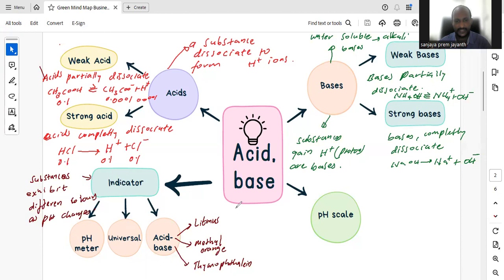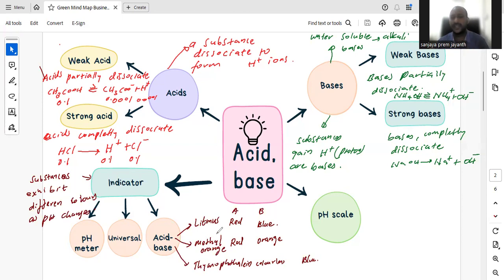Litmus in acidic medium, red color; in basic medium, blue color. Methyl orange in acidic medium, red color; in basic medium, orange color. Thymolphthalein in acidic medium, colorless; in basic medium, blue color.